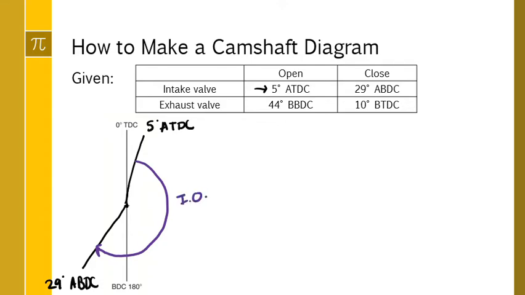Now let's go to our exhaust valve. It is going to open 44 degrees before bottom dead center. So if bottom dead center is here, if I want to go 44 degrees before that happened, I have to remember, because our rotation is always clockwise, I have to spin backwards counterclockwise 44 degrees. Likewise, it's also closing before top dead center, so a little different again. It closes here.